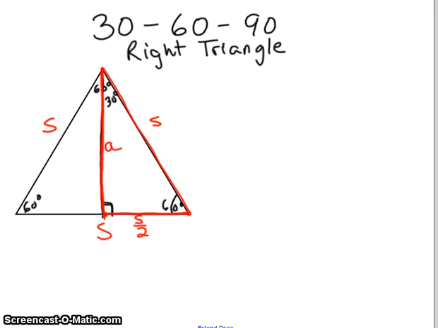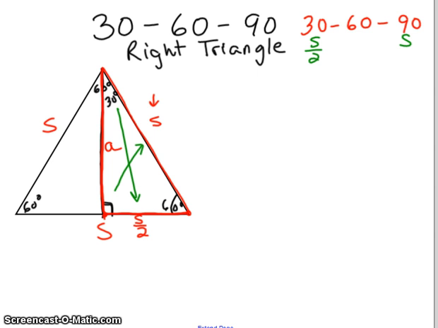If we wanted to figure out what the altitude is in terms of s, because we have this s here, we know that the ratio for a 30, 60, 90 right triangle is: across from the 30, we have s divided by 2; across from the 90, we have s; and across from the 60, we have a, but we want to keep it in terms of s.